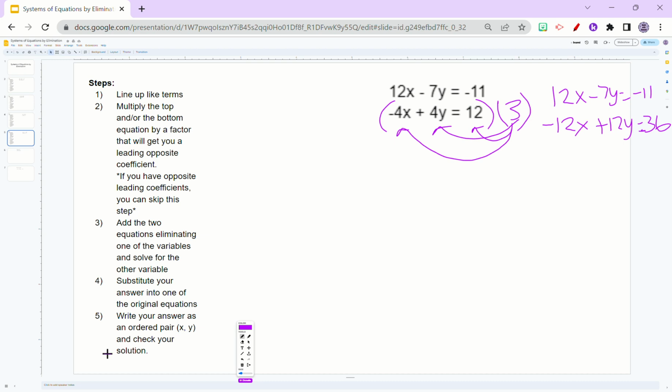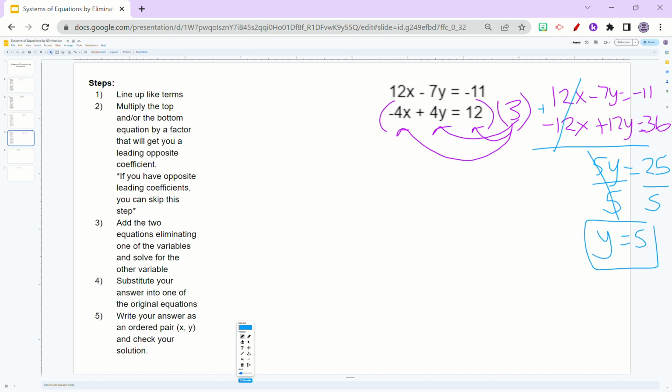All right, now that we have opposite coefficients, we can start solving. So we're going to add the two equations. Put a plus sign here. 12 plus negative 12, those cancel out. Negative 7 plus 12 is 5y, and then negative 11 plus 36 will get us 25. All right, and then we can divide both sides by 5, and we have y is equal to 5.